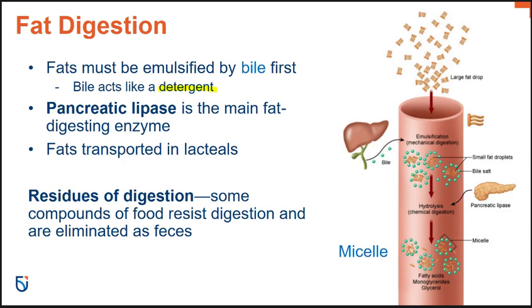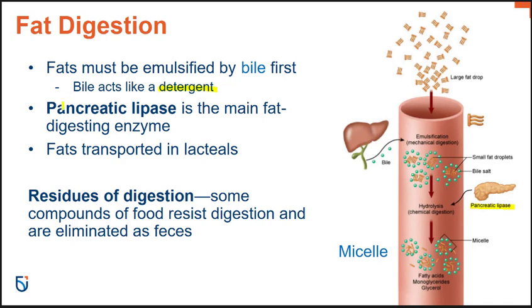Bile sort of acts like a soap that helps break down the fat just enough to allow the enzymes to access it. So if we have a look here at this large fat drop that comes in, what bile will do, produced in the liver, stored in the gallbladder, and released into the small intestine when fat is present, is surround different components of the fat, forming smaller fat droplets. It just makes it easier for enzymes, in this case pancreatic lipase, to actually access and really break down the fat.